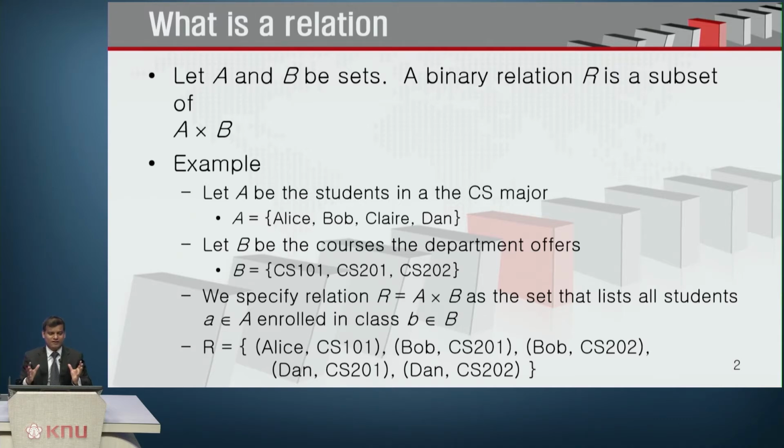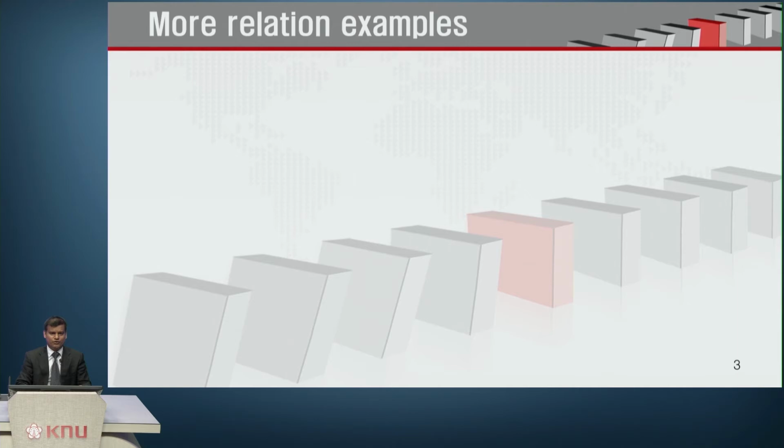As you can see here, Alice is taking the class CS 101, Bob is taking two courses, CS 201 and CS 202, and Dan is taking two courses, CS 201 and CS 202. Right. So let us view it in more graphical ways.